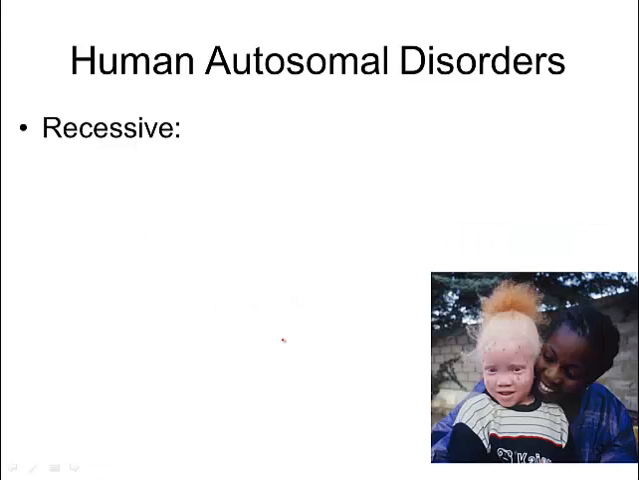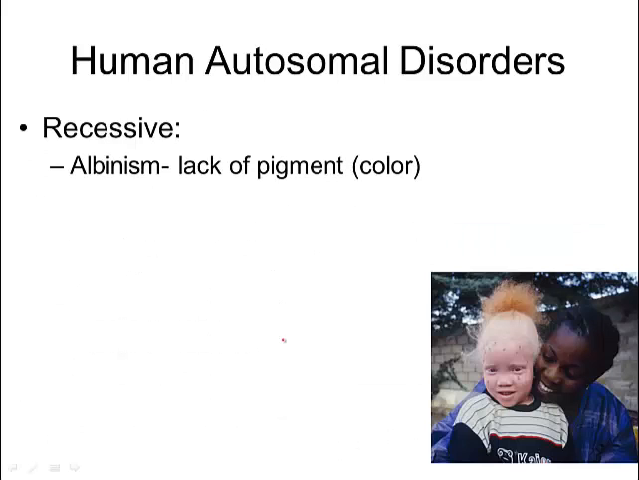More of the disorders that we talk about tend to be recessive. Albinism is an example of this. This is a lack of pigment or color. If you look at this little picture here, this little girl has albinism, and she's with her mother, who clearly does not have albinism. Basically there's a mutation, so she is not producing melanin correctly, and so she has no pigment in her skin.